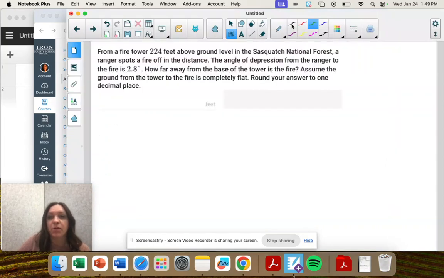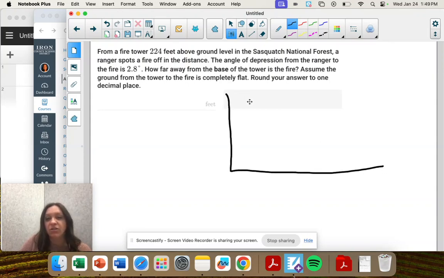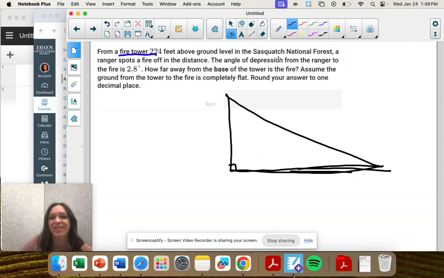Okay, so remember, first step on all of these, we're talking right triangles in this section. Everything's circled around a right triangle. So draw your right triangle, and then let's figure out where everything from our story problem goes on our triangle. So we have a fire tower that's above ground level. I'm assuming this is the level ground.